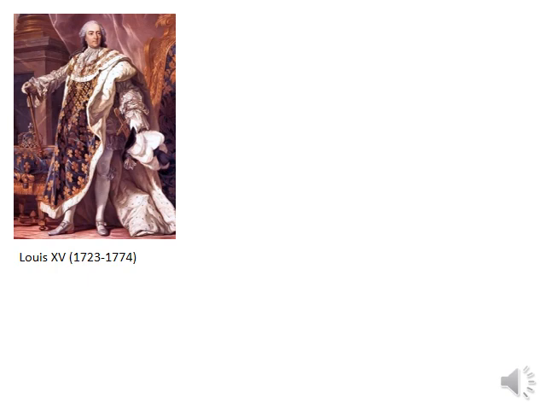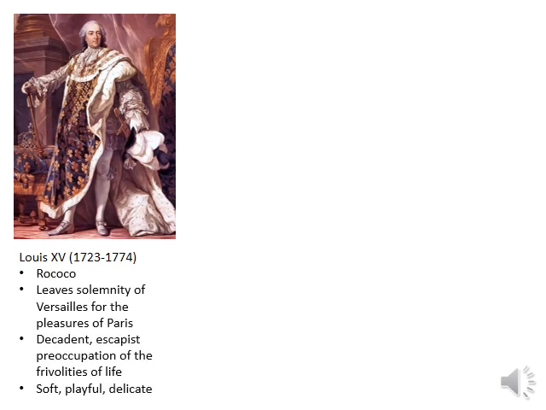Now, moving into Louis XV. Louis XV had an interesting story. So Louis XV is associated with the Rococo period. Louis XV didn't want much to do at all with this rigid court etiquette. He wanted to enjoy all the pleasures of being a king, but didn't want many of the responsibilities of being the king. So he actually didn't like life out at Versailles. He preferred to leave Versailles for the pleasures of Paris. Look, Louis XV wanted to play. He wanted to lead a very decadent, escapist lifestyle. He was very much preoccupied with the frivolities of life.